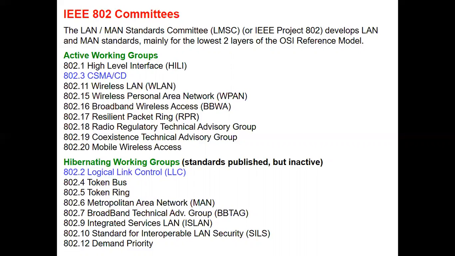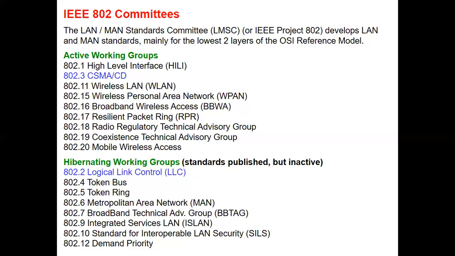Then we have those groups which are on hibernation. Hibernating working groups: standards published but inactive. We have 802.2. This is logical link control, which is found at layer 2. Then we have 802.4, which is a token bus. 802.5 is a token ring. 802.6 is MAN, Metropolitan Area Network.